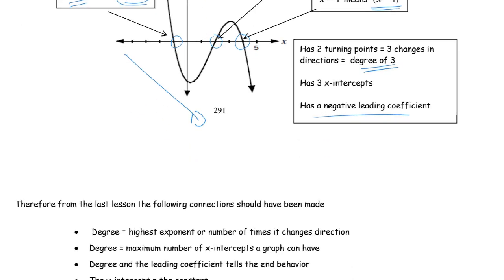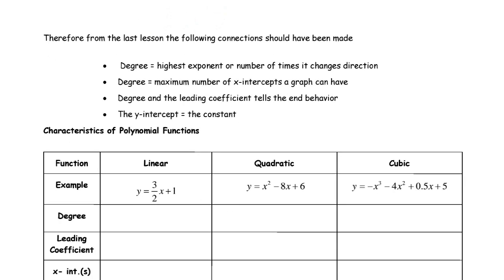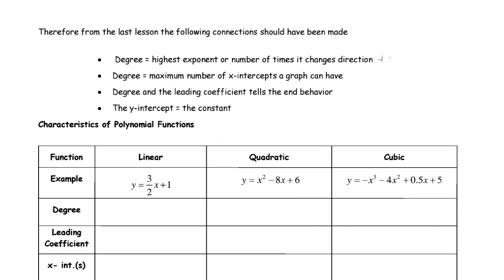Okay? So now let's keep going here. So just a little summary. Degree is the highest exponent, or the number of times it changes directions. Actually, the number of times it changes directions, plus 1. Whoops. Plus 1. Right? Because if it's a degree 3, it's going to change directions twice, so you need to add 1 to that. The degree is the maximum number of x-intercepts a graph can have. Yep. Degree and the leading coefficient tell the end behavior, and I hope you're getting a sense of how that works here. We're going to summarize that in just a second. And the y-intercept is the constant.